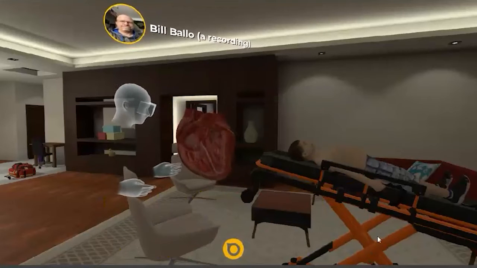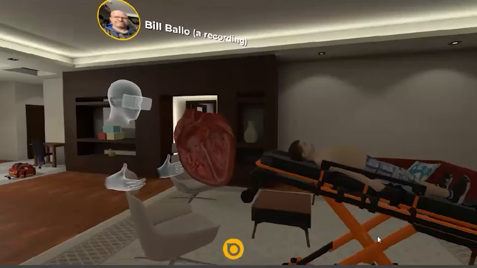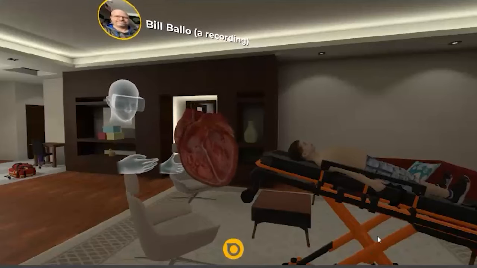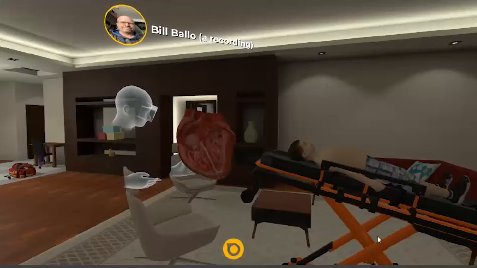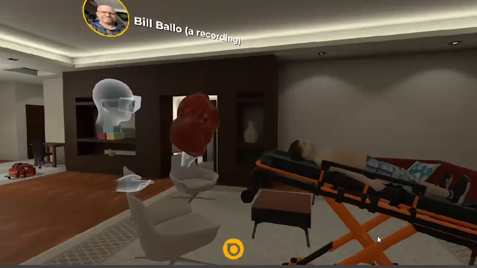So let's take a look at a heart to get a little better idea of what some of these congenital heart defects may look like and how they may actually affect our patient. Okay, so the first thing I want to go over with this heart is blood flow through the heart.